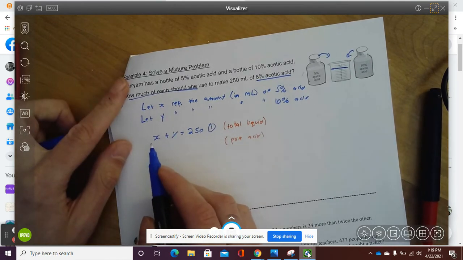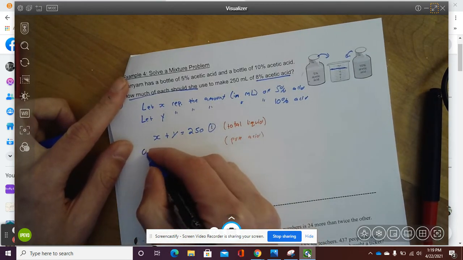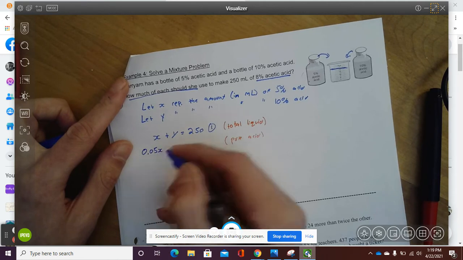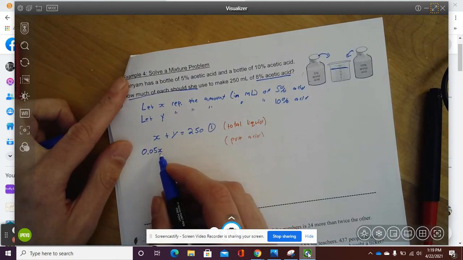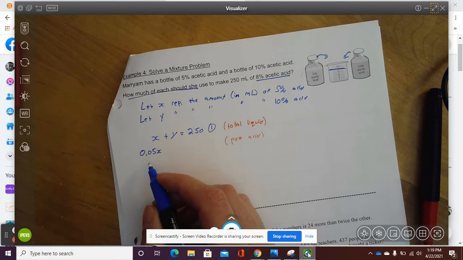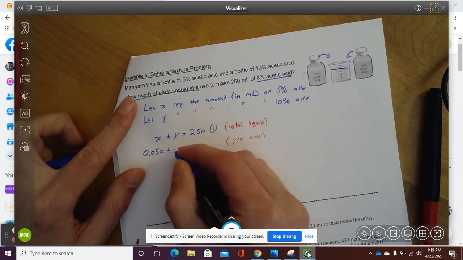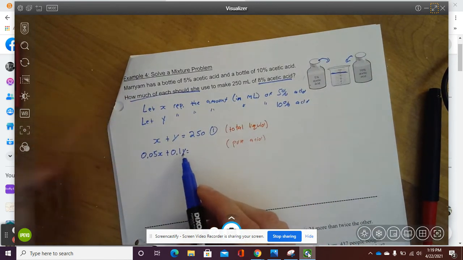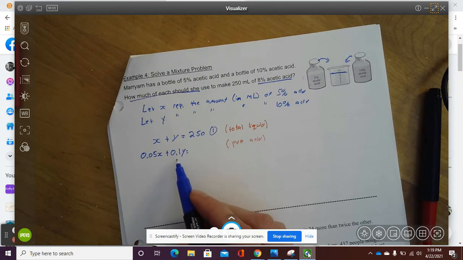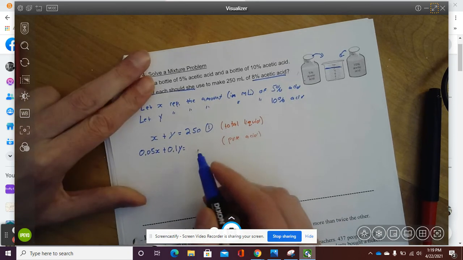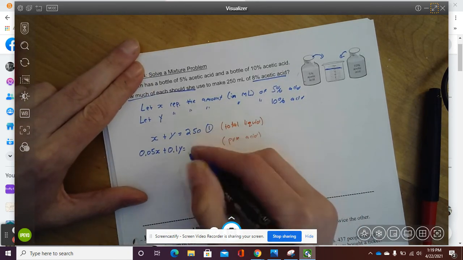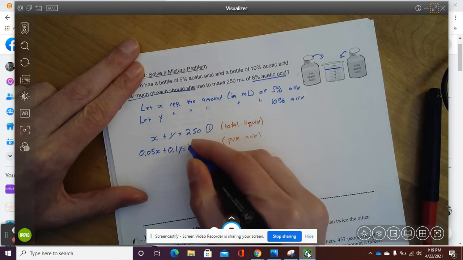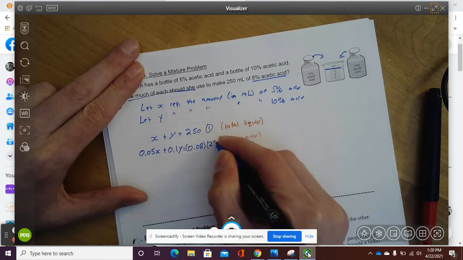However many milliliters of x I pour in, 5% of that number is going to be the pure acid. So if I pour in 100 mL from x, 5 mL is going to be pure acetic acid. Same thing, 10% of y. So if I pour in 200 milliliters of y, 10% or 20 milliliters of that is going to be pure acetic acid. Remember to convert percent to the decimal. Well, how much pure acid do I want in total? Well, I want 8% of 250, which is the same as saying 0.08 times 250.